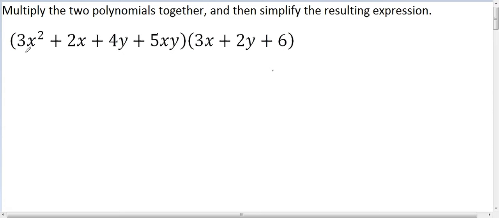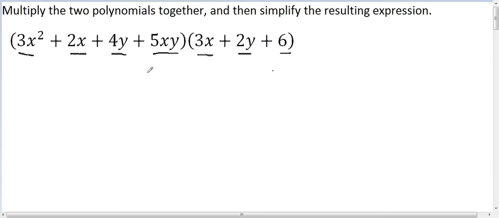So if we look at the two top polynomials, we have 3x squared plus 2x plus 4y plus 5xy multiplied by 3x plus 2y plus 6. Let's break up these polynomials into monomials first. So the monomials are 3x squared, 2x, 4y, 5xy, and 3x, 2y, and 6.